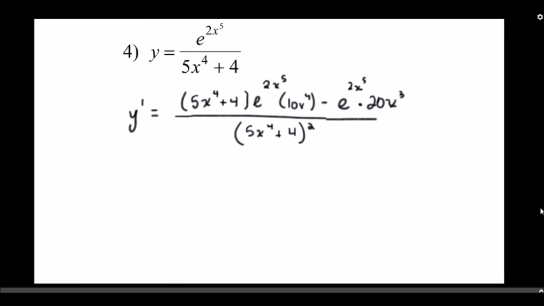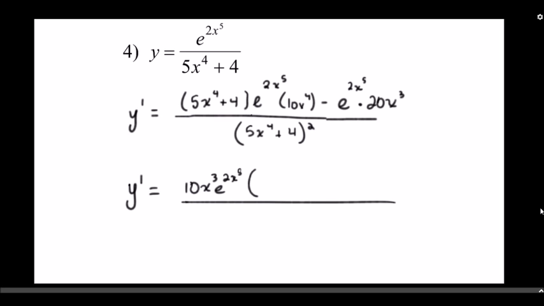Now if we look at the numerator, this minus sign here in the numerator separates the numerator into a left and a right side. We need to consider what each side has in common. They definitely have an e to the 2x to the 5th in common, and there's a 10 that we can factor out of that 20, and an x cubed we can factor out of that x to the 4th. So if we factor out a common term from the numerator, it's going to be 10x cubed e to the 2x to the 5th.